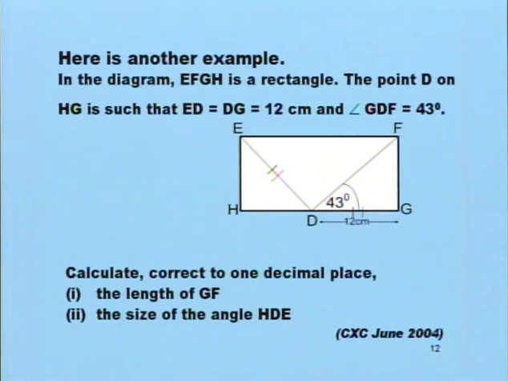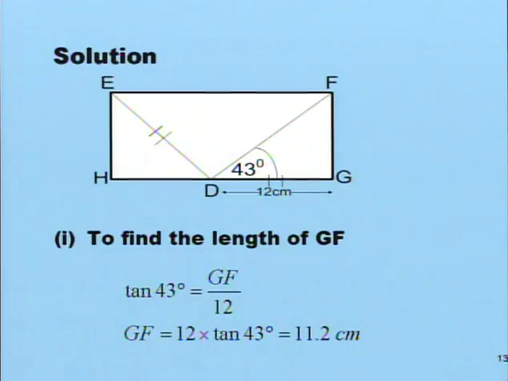Here's another example. In the diagram, EFGH is a rectangle. The point D on HG is such that ED is equal to DG, which is equal in turn to 12 cm, and angle GDF is equal to 43 degrees. Calculate, correct to one decimal place, 1, the length of GF, 2, the size of angle HDE. This is a question taken from CXC June 2004. Here is the solution. That's the diagram there.